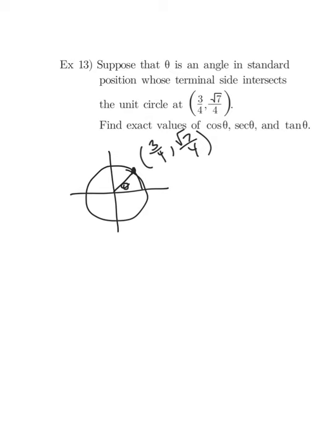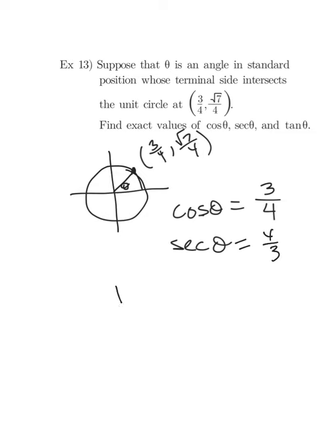Remember, we defined the cosine of theta to just be the x coordinate in a unit circle. So the cosine of this theta is the x coordinate, 3/4. Done. You don't have to do anything else to it. Secant of theta, secant is always the reciprocal of cosine. So if cosine is 3/4, then secant is 4/3.